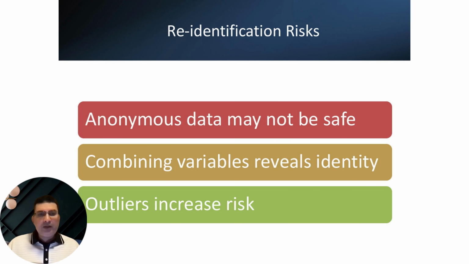Another issue is re-identification. You might think, "I removed names, it's anonymous." But is it? Let me give you an example. Suppose a data set contains age, gender, zip code, occupation. With just these four variables, many people can be uniquely identified. Researchers have shown that combining a few variables can re-identify individuals with high accuracy. So even anonymous data can become identifiable. This is why we must be careful with small groups, rare conditions, extreme values. Outliers are interesting statistically, but dangerous ethically.